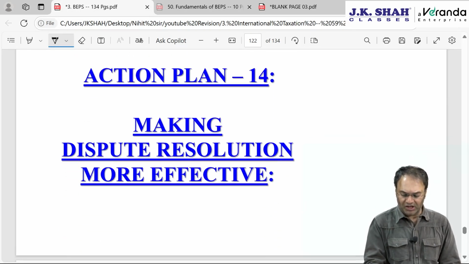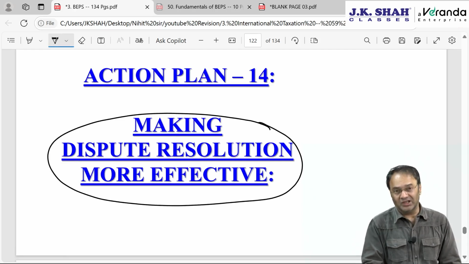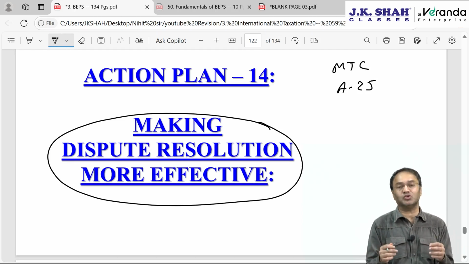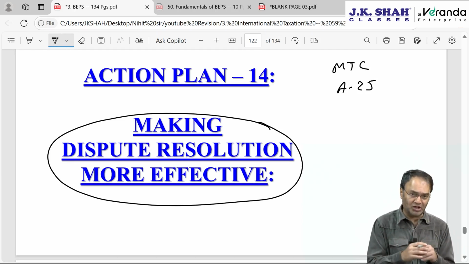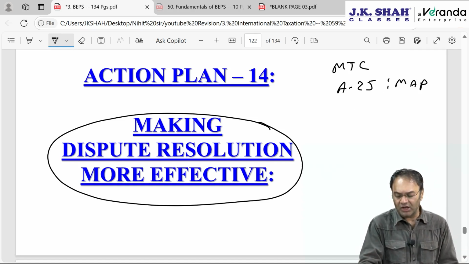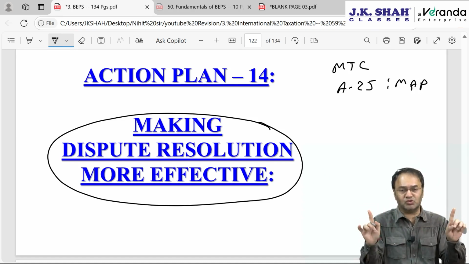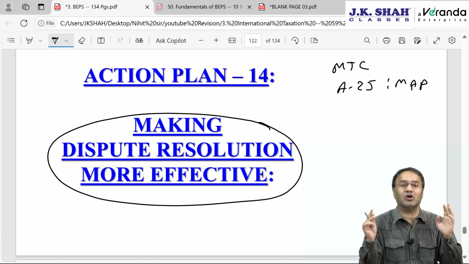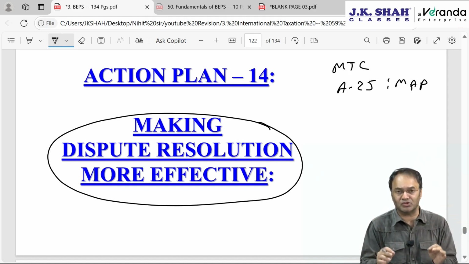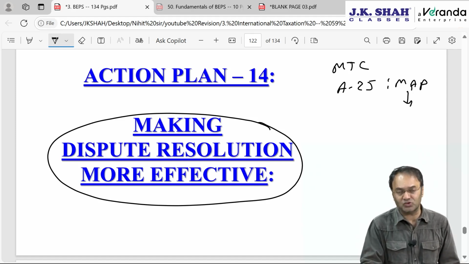Action plan 14, making dispute resolution more effective. This takes us to the previous chapter, Model Tax Convention, Article 25, if you recollect. Whenever there is a dispute or disagreement with regard to application or interpretation of a treaty between two countries, they can resolve the issue by mutual agreement procedure. In the first stage, the tax representatives or competent authorities of the two countries meet each other and mutually come to some resolution. The second stage of mutual agreement procedure is referring the matter for arbitration.